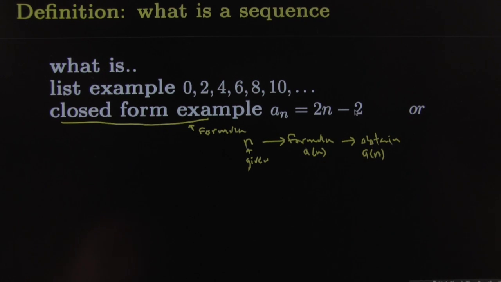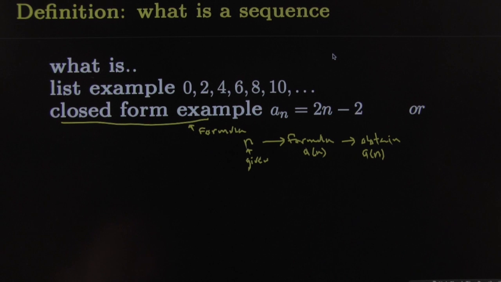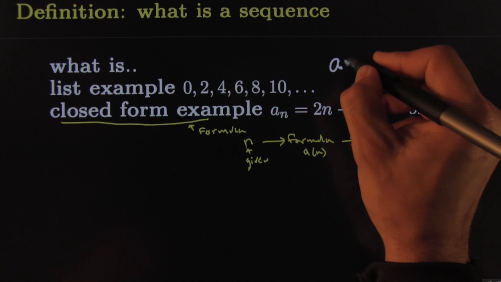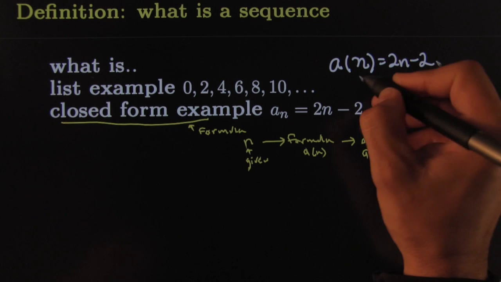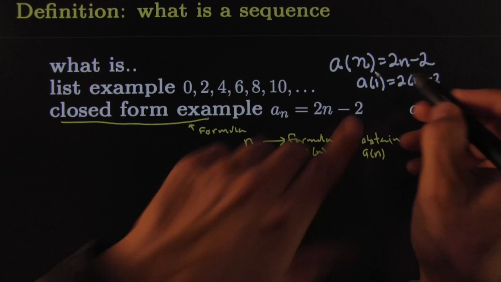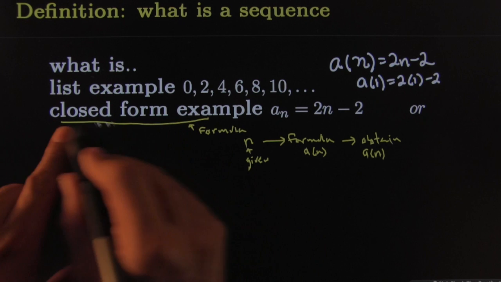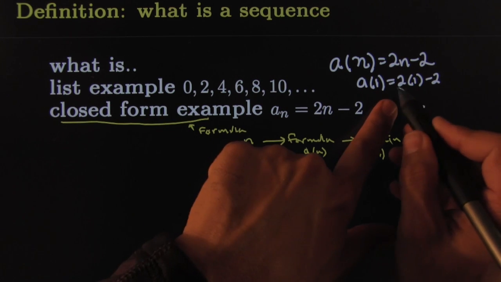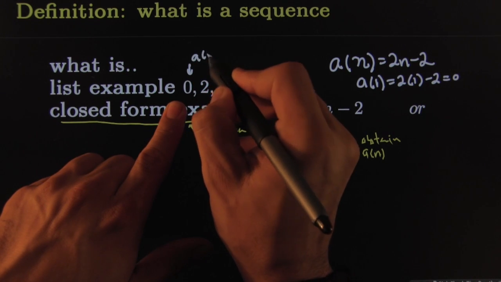So for example, if somebody tells you a of n is equal to 2 times n minus 2, well, what does that mean? It means a of 1 would be equal to 2 times 1 minus 2. All you're doing is plugging in whichever term you want into the nice formula. That's the closed form. Sometimes people call it a closed formula. And so this gives you 2 times 1 is 2, minus 2 is equal to 0. This is telling you that the first item here, A1, is equal to 0.